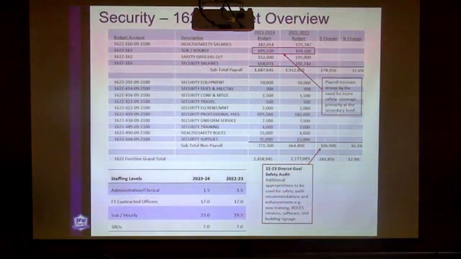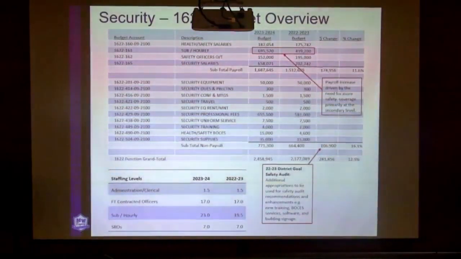The other thing I would mention in the lower left-hand corner, as far as the staffing levels: no change to administration or clerical, no change to the contracted officers, so that's full-time, 17 to 17. I noted the increase in the sub and hourly FTE, and then the SRO FTE is still 7, so it's 1 SRO in each building. That's unchanged for next year.